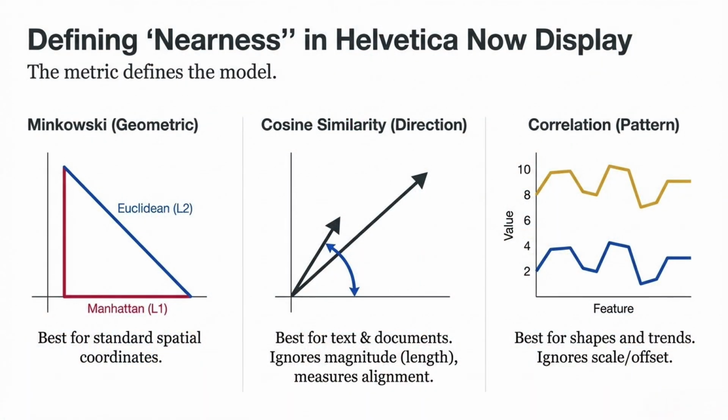Minkowski distance includes Euclidean and Manhattan variations, commonly used in spatial coordinate systems. Cosine similarity, as we discussed, measures the alignment between vectors, making it powerful for text and document comparison. Correlation, on the other hand, captures similarity in patterns while ignoring scale and offsets. Each metric compares a different notion of similarity: geometry, direction, or pattern.